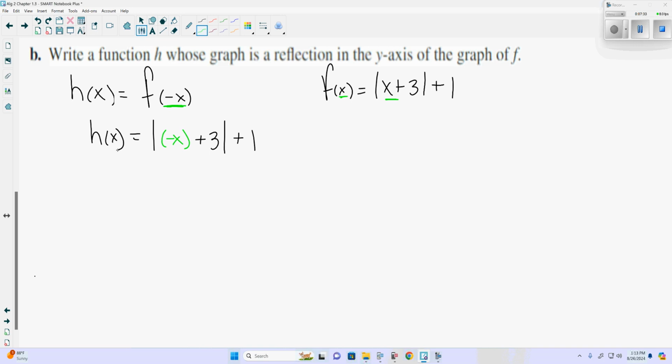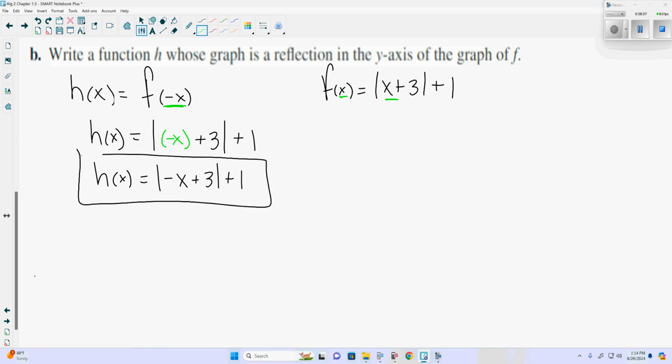Questions on how we did this here? Is there anything in front of the parentheses with that negative x? Well, no, so we don't need them anymore. So we can drop those parentheses, telling us that we have the absolute value of negative x plus 3 plus 1. And that's a reflection across the y-axis. And since there are no like terms, that's it.